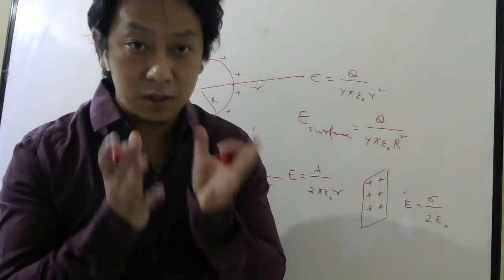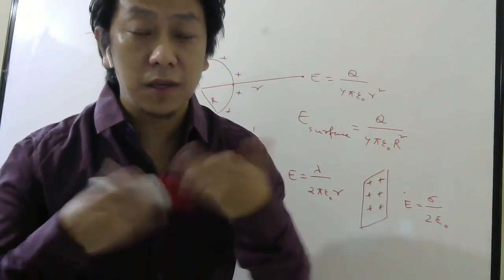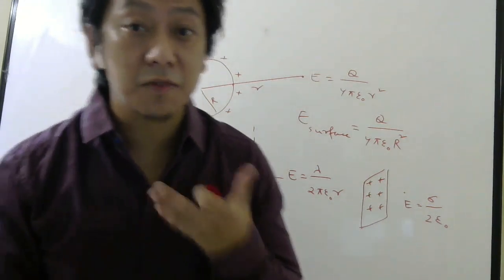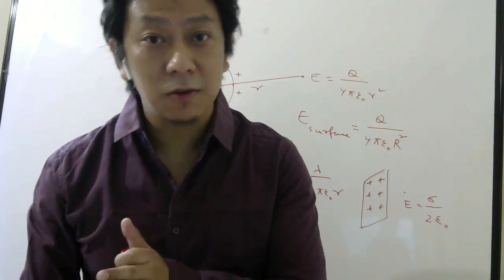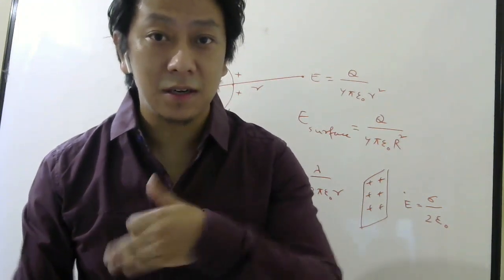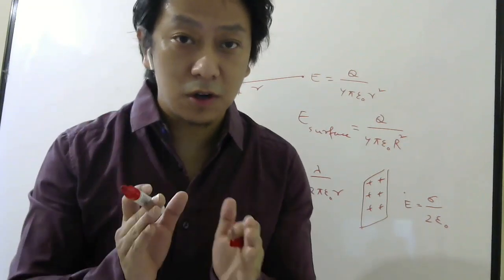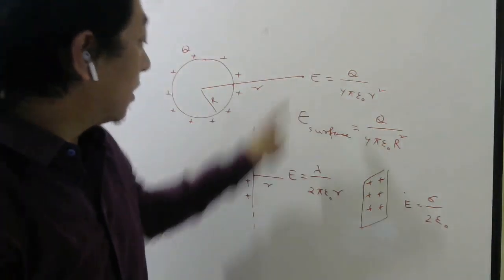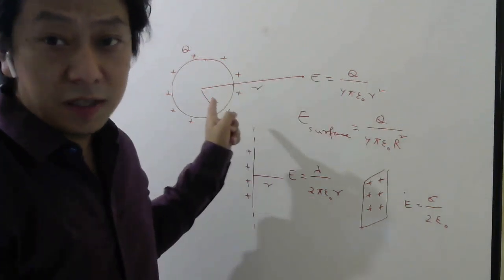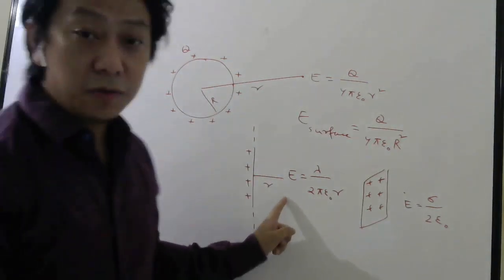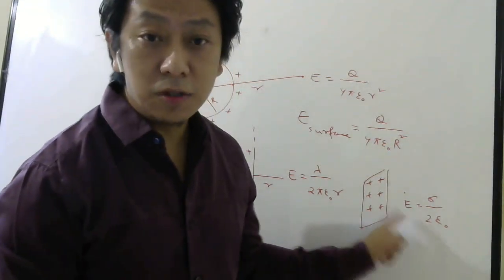We made a Gaussian surface, which is a closed surface. Then we calculated the net electric flux through the closed surface. Then we make it equal to charge inside the closed surface divided by epsilon naught. So make use of Gauss law to find electric field here, here and here. This is due to spherical charge shell, this is due to line charge, infinitely long line charge, and this is due to sheet of charge.